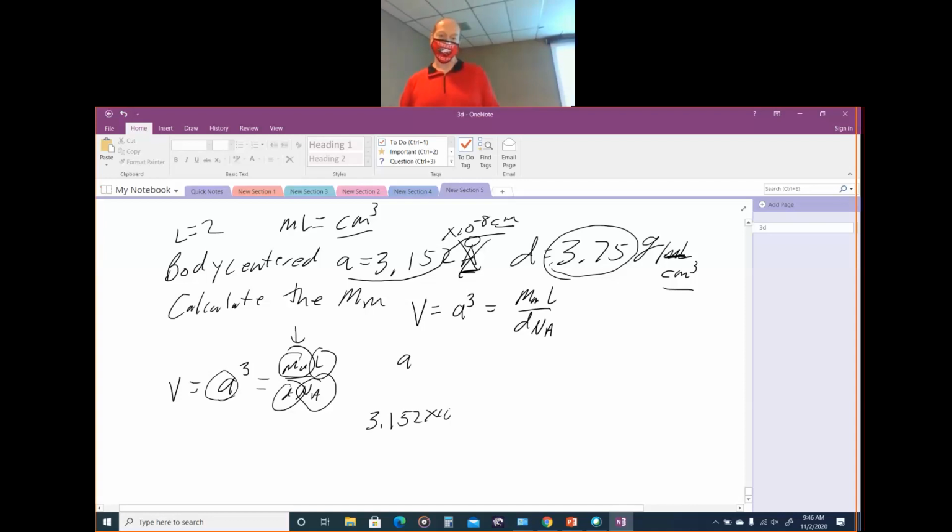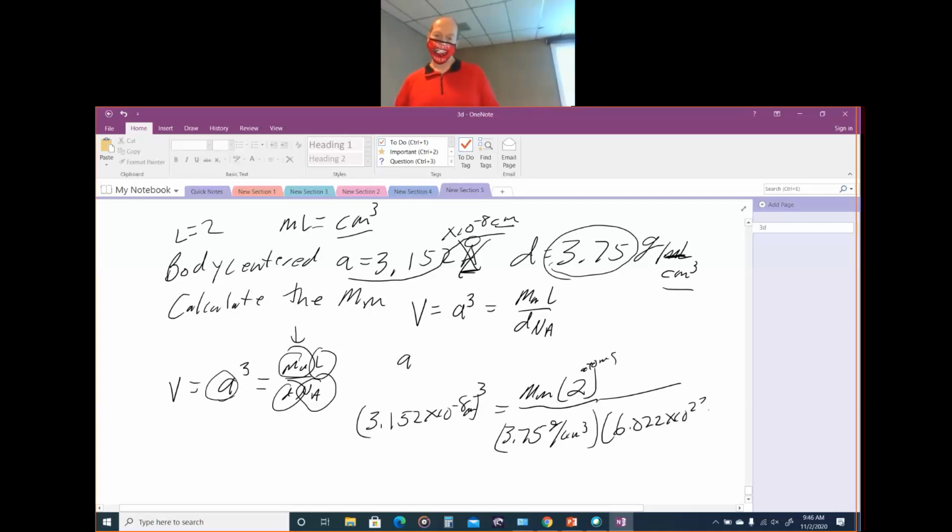3.152 times 10 to the minus 8 cubed is equal to the molar mass times the number of atoms, which is 2, over the density, 3.75. Probably put in our units. And then we have our Avogadro's number, 6.022 times 10 to the 23rd atoms per mole. All right, so the moles cancel. No, the moles don't cancel. The atoms cancel. Atoms cancel with atoms.